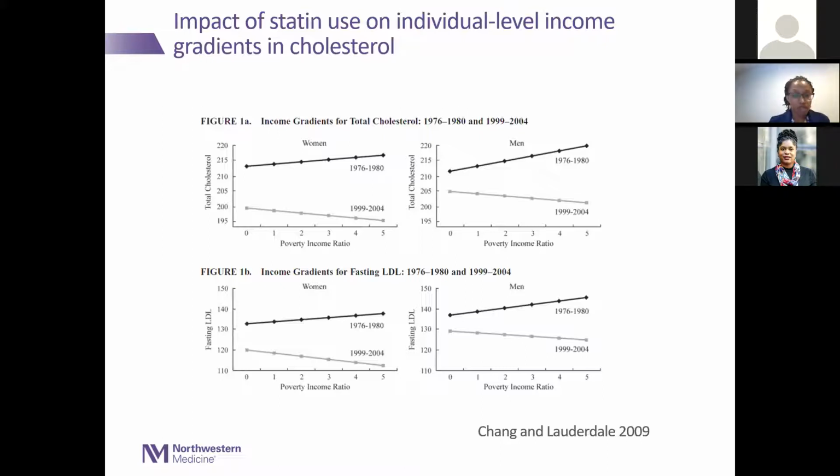But with the introduction of statins, higher income individuals were the early adopters. They were the first to know that statins were available and beneficial, and they were also able to afford them. And so you see in the bottom curves, the light gray curves, this flip of that gradient. That's the idea: being able to adopt new knowledge and new interventions will lead to perpetuating these disparities over time.